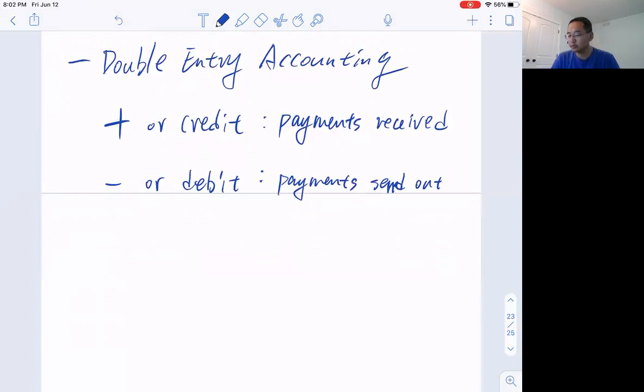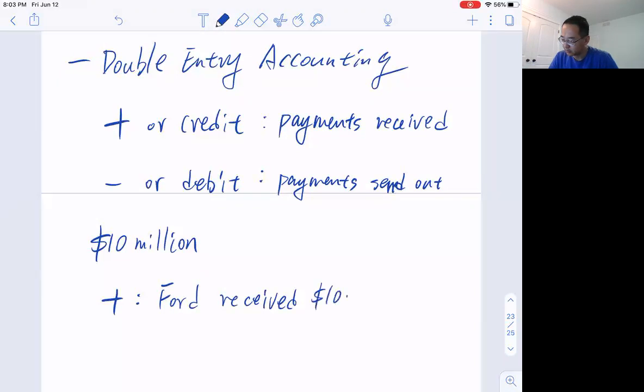Now, that's the general rule. When it comes to double entry accounting, let's say that Ford just sold 1,000 SUVs to China, and in return they received, let's say, $10 million for it. So you have a $10 million transaction. Now, first of all, this is a credit because Ford just made $10 million. So that's hopefully easy to understand.